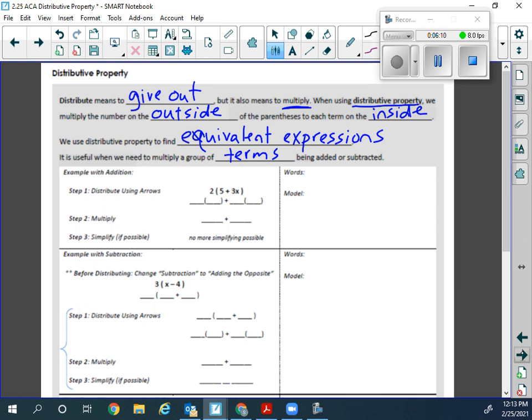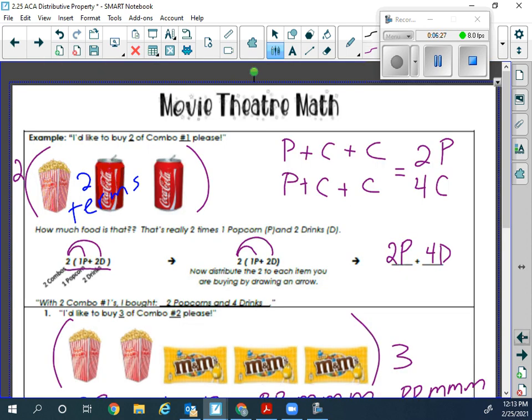2 times 5 plus 3x. First of all, we want to write that in words. Can anybody think of another way to say that? Uh-oh. Let's go back to here. When we did this, when we said we want 2 combo number 1s, what were we really asking for? 2 what?